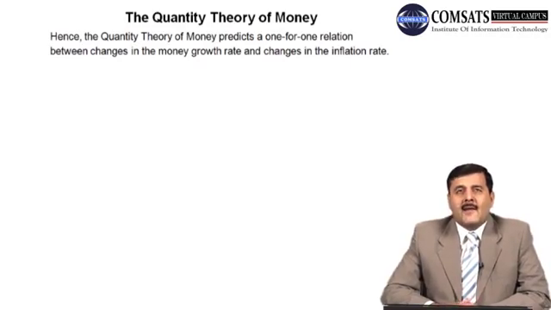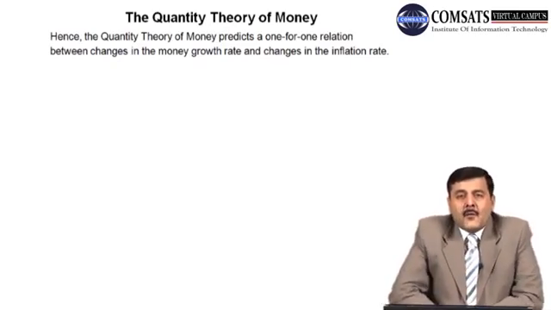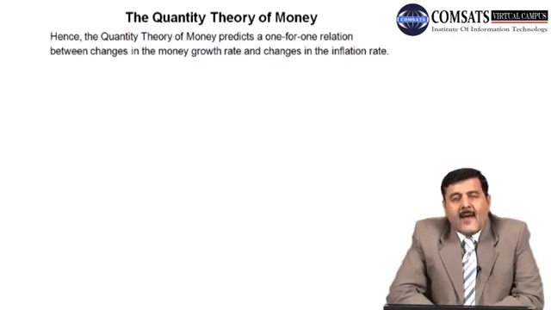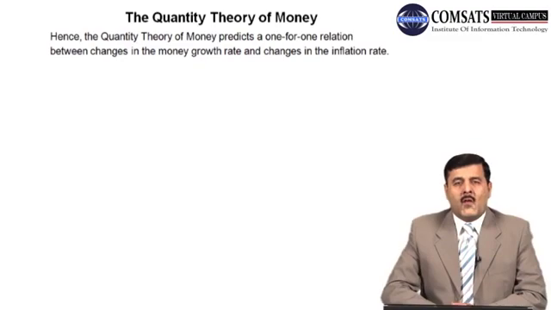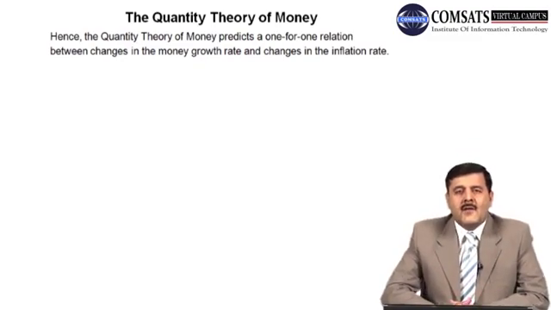And this theory was given by Milton Friedman back in old age, right? So the quantity theory of money predicts one-for-one relationship between changes in money growth rate and changes in inflation rate. So on the basis of QTM, हम ये result अखज़ कर सकते हैं कि there is a 1-to-1 relationship between the money supply or the growth rate of money supply and the inflation rate in the economy.